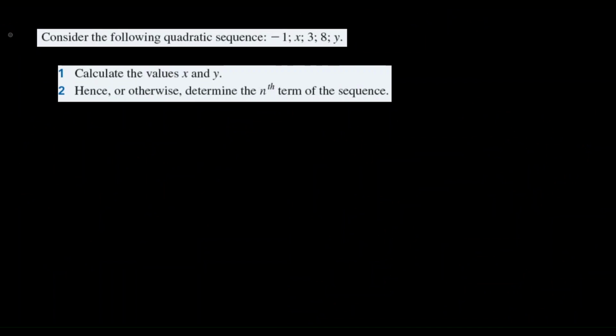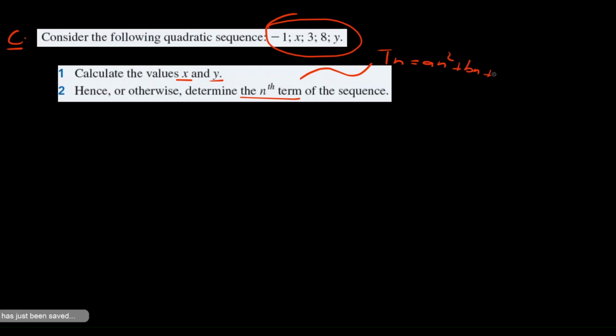We can label this question C. So now we're given the quadratic sequence, and in this sequence we have x and y as unknowns, and we're asked the first question to determine what x and y are, and the last question to determine the nth term. And as you know, the nth term Tn is an squared plus bn plus c. So we need to find what x and y are.